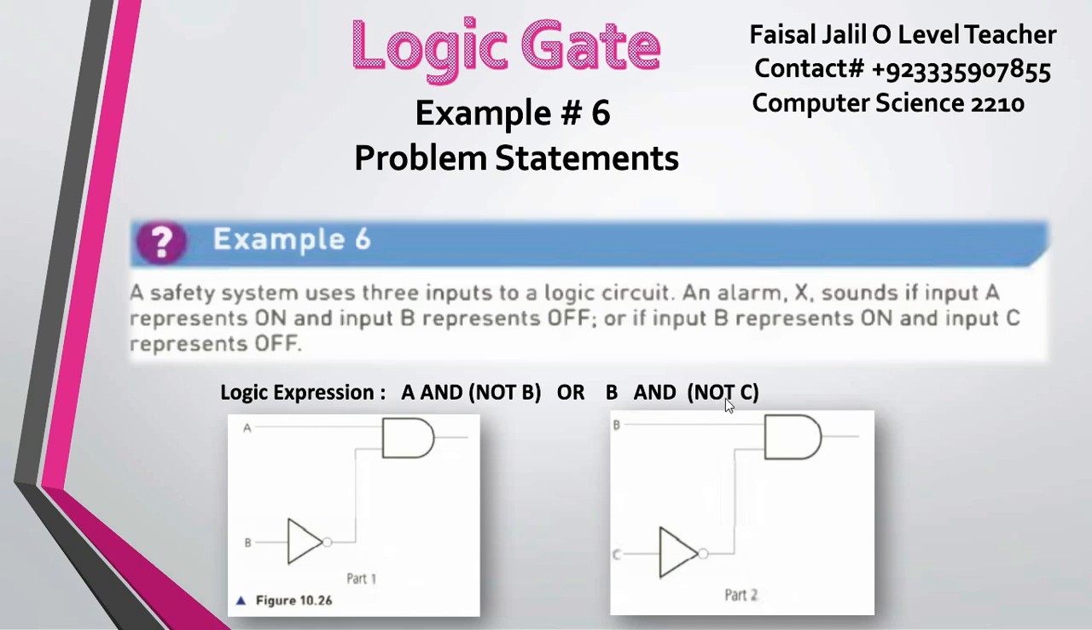Now the second one is not C, here is not B. So we just have to put a NOT gate here. In front of C we put a NOT gate, and the output of this NOT gate will join or connect with the input of the AND gate. If you have a question till here, you can ask.